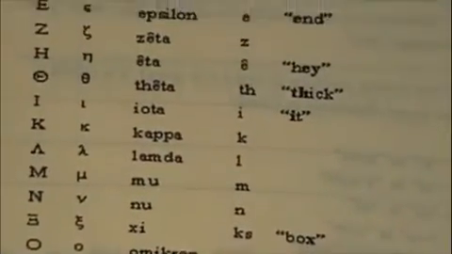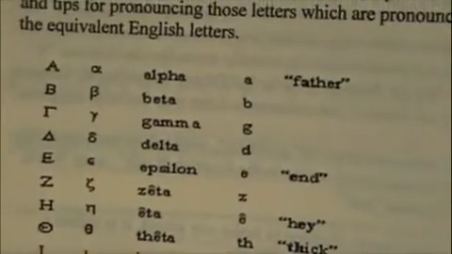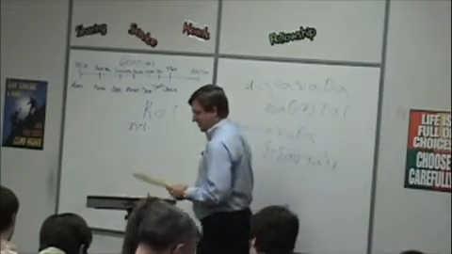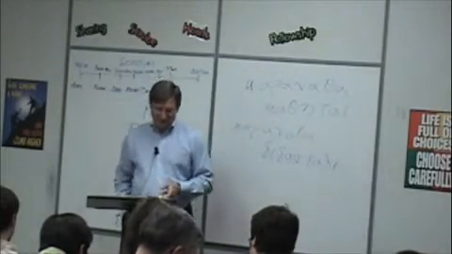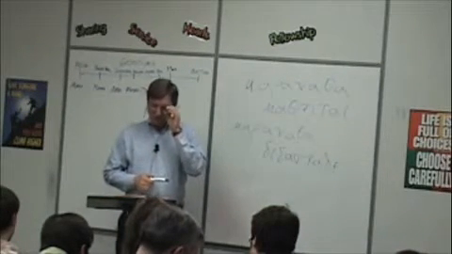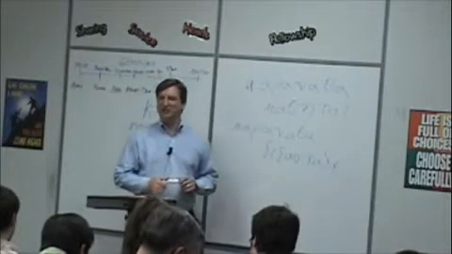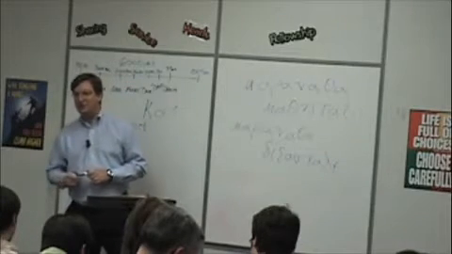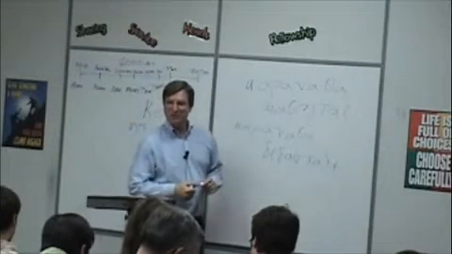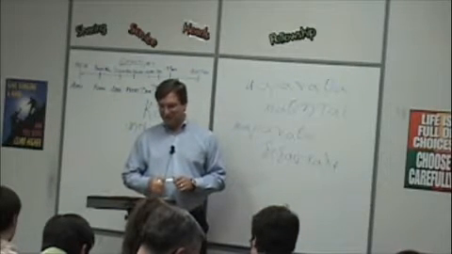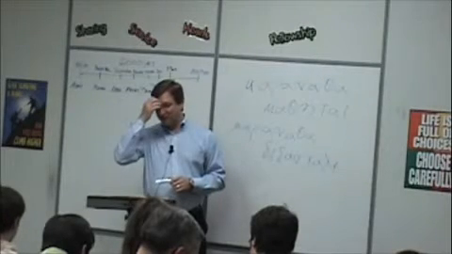I'll pronounce them for you once, and then we'll go back through if we need to later. Alpha, beta, gamma, delta, epsilon, zeta, eta, theta, iota, kappa, lambda, mu, nu, xi, omicron, pi, rho, sigma, tau, upsilon, phi, chi, psi, and omega. Those are the Greek alphabets.